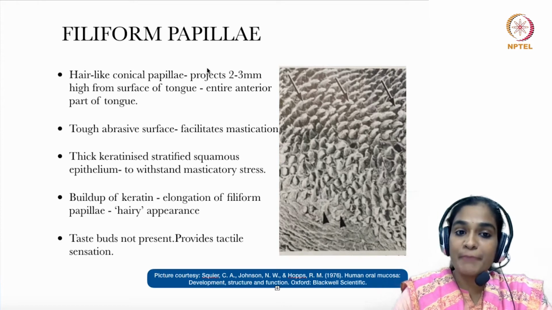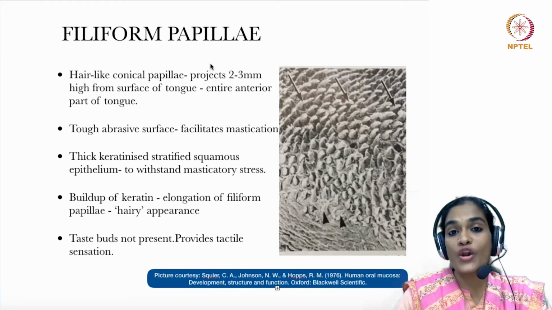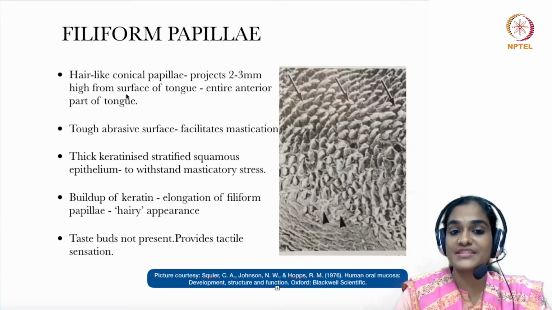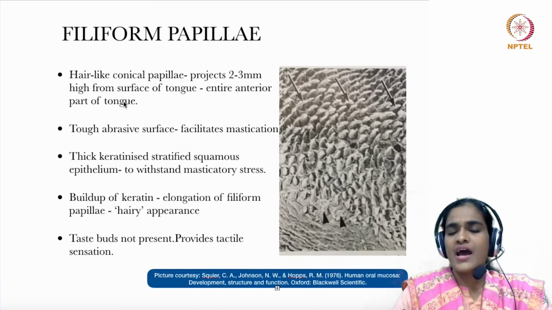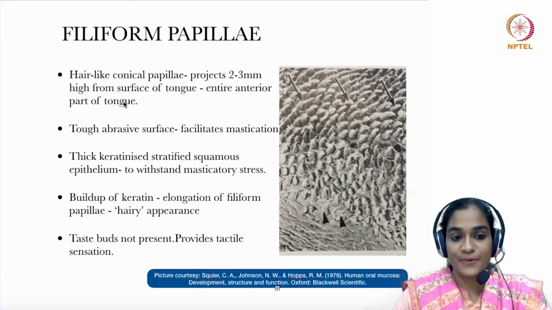The filiform papilla is a hair-like conical structure which projects 2 to 3 mm high from the surface of the tongue. It covers almost the entire anterior part of the tongue. It has a tough abrasive surface. When food particles are being compressed against the palate, it facilitates the breakdown and the masticatory process.